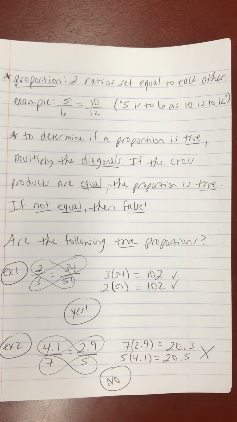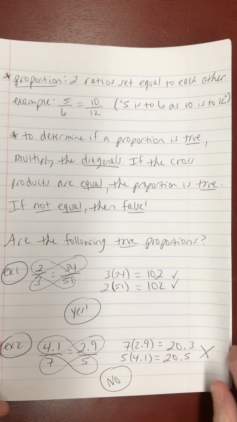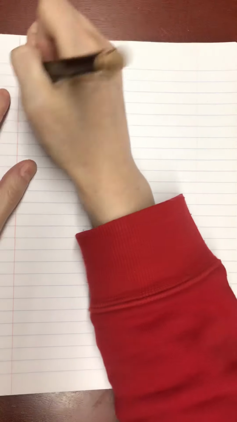Okay, great. So far, I hope you would agree with me, it's pretty easy, right? Just multiplying those diagonals and seeing if the numbers are the same. It is about to get a little tougher, but still not bad, especially if you have a calculator with a fraction key on it. You'll see what I mean in just a second. So let's write down example 3. Example 3 looks like this.